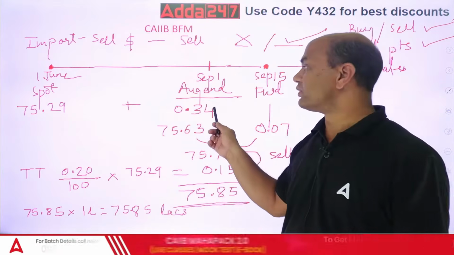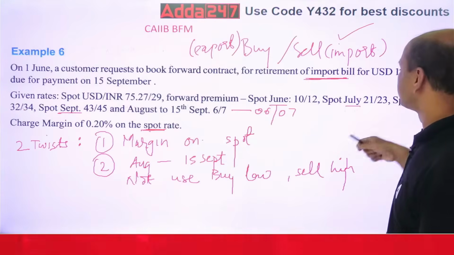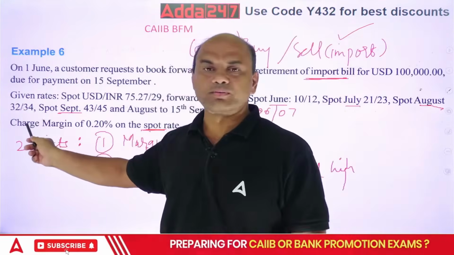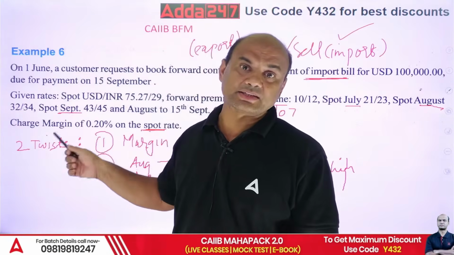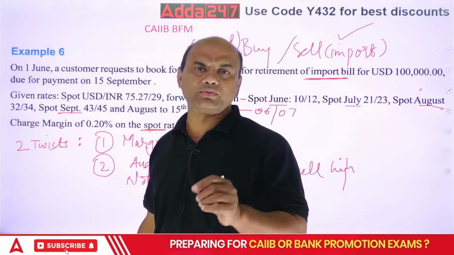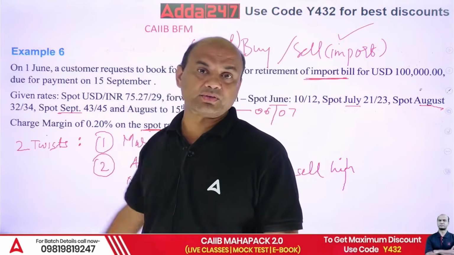Let's write the forward points. What are the forward points? So forward points over here, August end rate is 32.34. What do you mean by 32.34? Right side sell is 34 points, so it is to be taken as 0.34. Now is this currency in premium or discount?